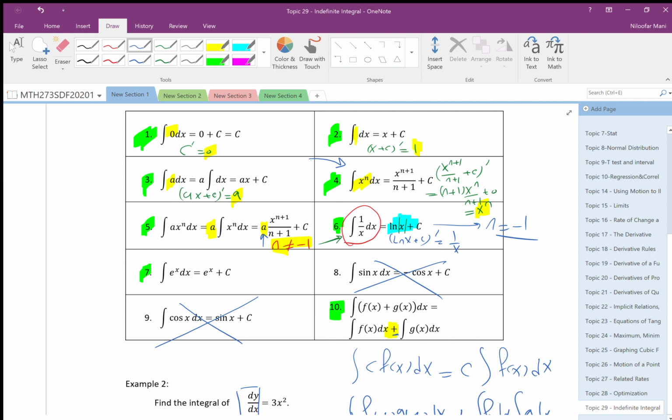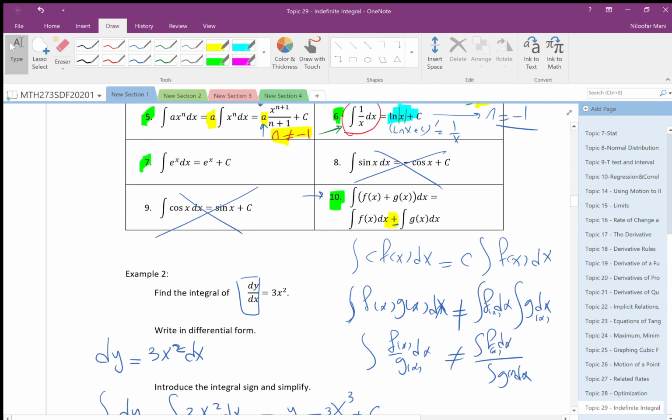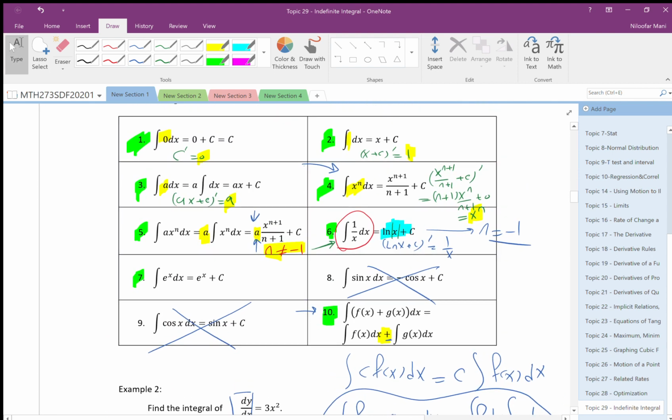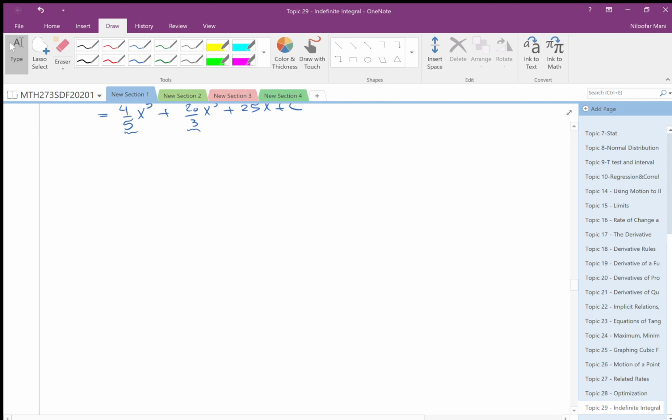If you have a number multiplied, you can bring that number out, like here. If you have plus or minus, you can just say integral number 1, integral number 2. You can separate them. But you don't separate them for multiplication. No, no, no, no. It doesn't work for these. Okay? Integral of e power x is just e power x plus c, and I talked about ln. Okay, so we know all of these rules, and we want to use them to do examples.